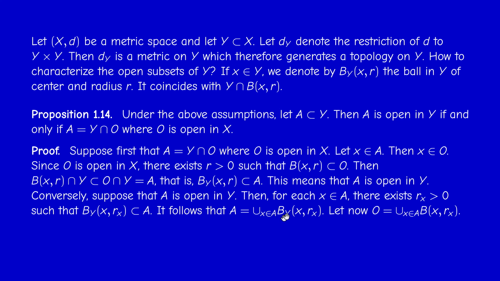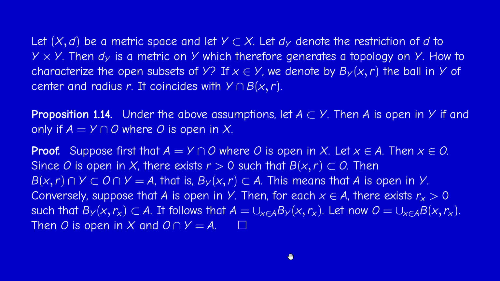Because A is the union of balls in Y, whereas O is the union of balls in X, the bigger space. So O is a union of open balls, and a union of open balls is an open set. And it's straightforward to check that O intersected with Y is precisely A. When I intersect this union with Y, I get precisely this, by distributivity of intersection with respect to unions. So this proves the proposition.